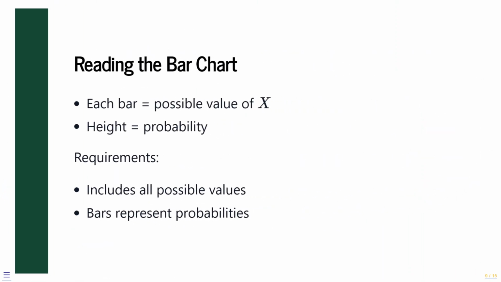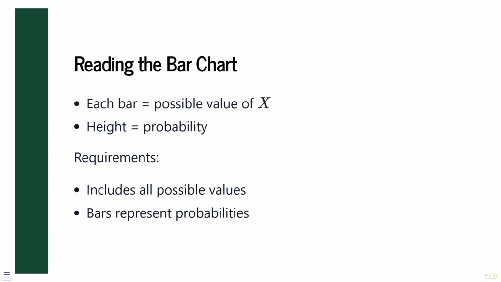When reading a probability bar chart, remember two key features. First, every possible value of the random variable must appear on the horizontal axis. Second, the heights of the bars represent probabilities, not counts. Together, these bars form a visual summary of the probability distribution, making patterns easier to interpret than from a table alone.